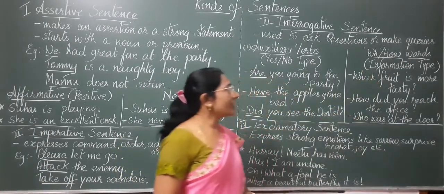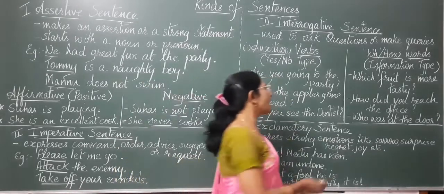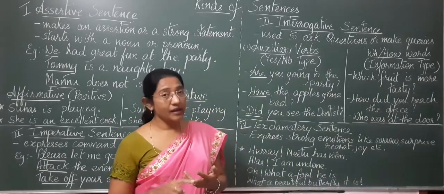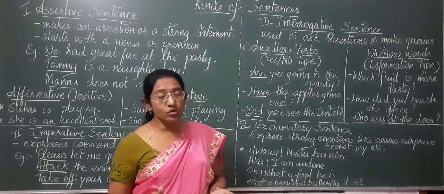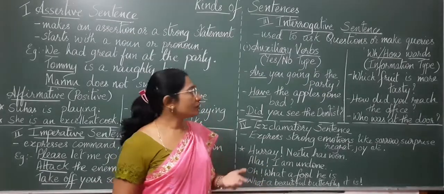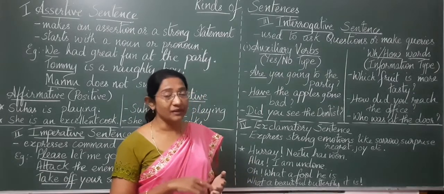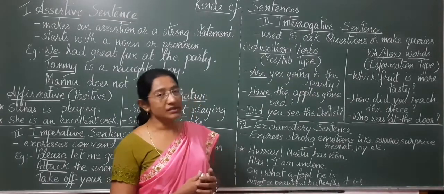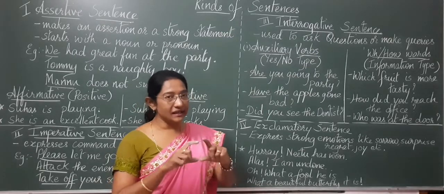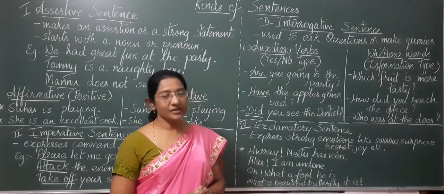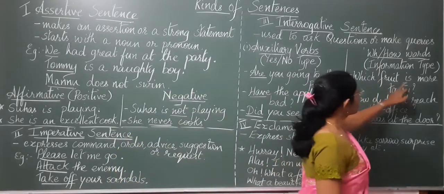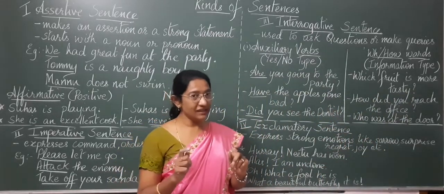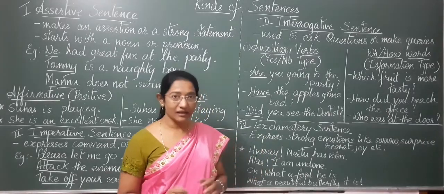Next, we see WH or how words. These are WH words like which, what, when, where, whom, whose, how. All such words which begin with WH are the WH words. When such words are used to question, you get the answer in lengthy information. So they are information type answers. Well, which fruit is more tasty? You have to answer the name of a fruit and tell whether it is tasty or not. So that gives a complete information.